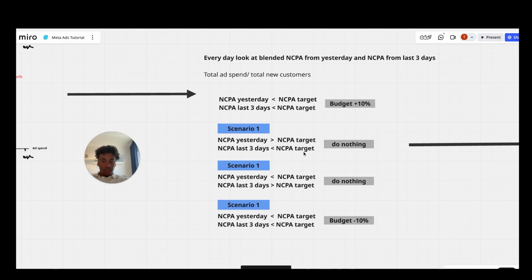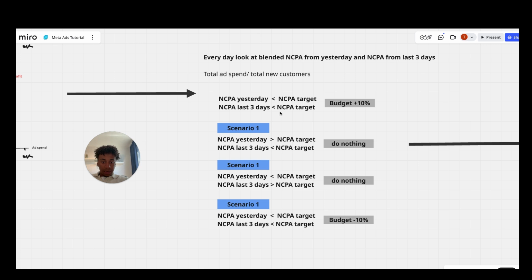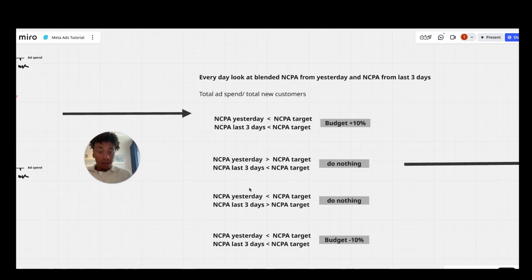And then to continue, there can basically be 4 scenarios. As I said, you need to look at your NCPA from yesterday and your NCPA from the last 3 days, and you have your targets. If your NCPA of yesterday was below your NCPA target, that is very good, and your NCPA from the last 3 days was also below your target, which is also very good, as you actually spent less to acquire a new customer than you allow. That means you're in a good situation, so you can increase your budget by 10%.